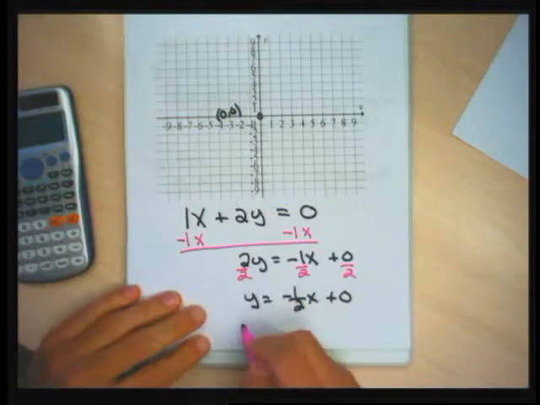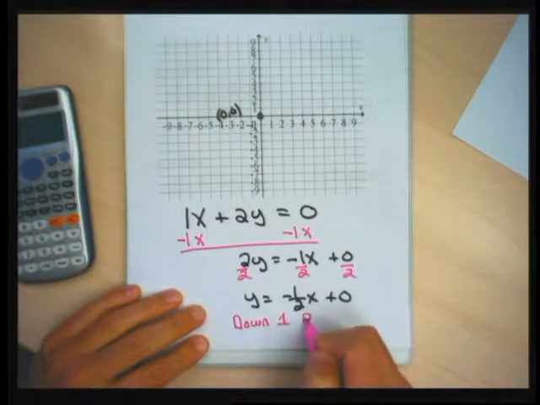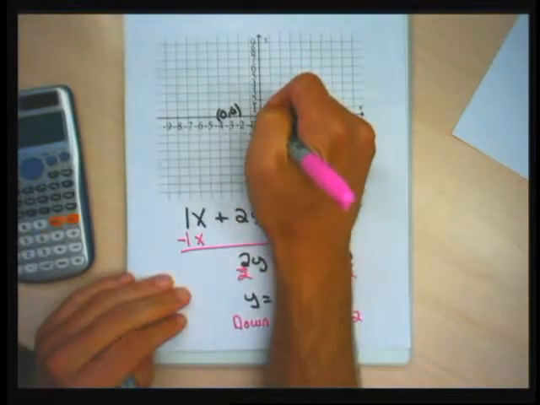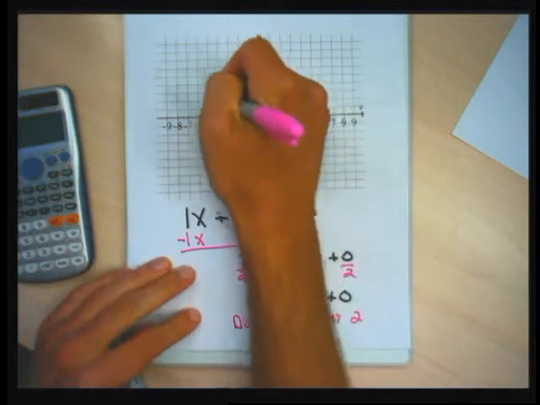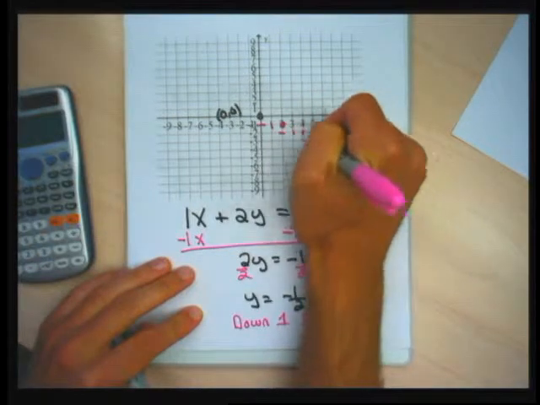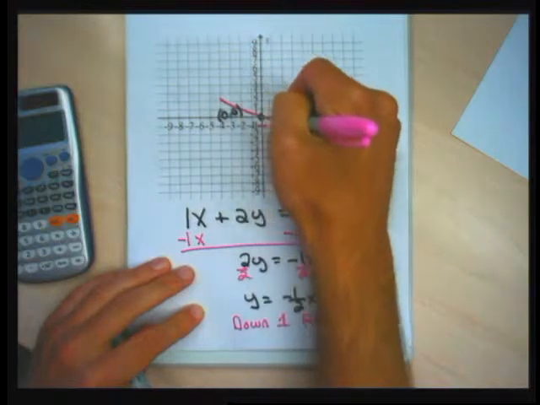Now I know the slope. I'm going to go down 1 and right 2. So from my y-intercept, I go down 1, right 2, get to it, and I can do it again. Down 1, right 2, down 1, right 2. I can do that as many times as I want to get another point.